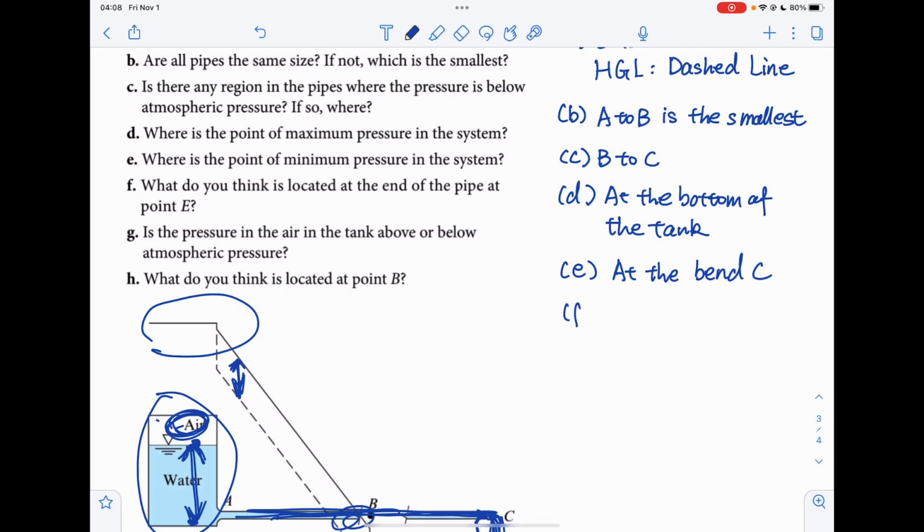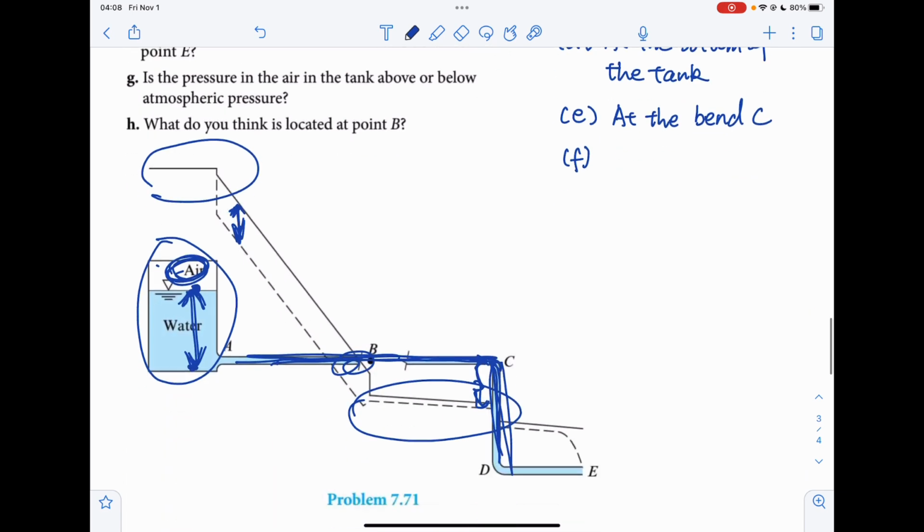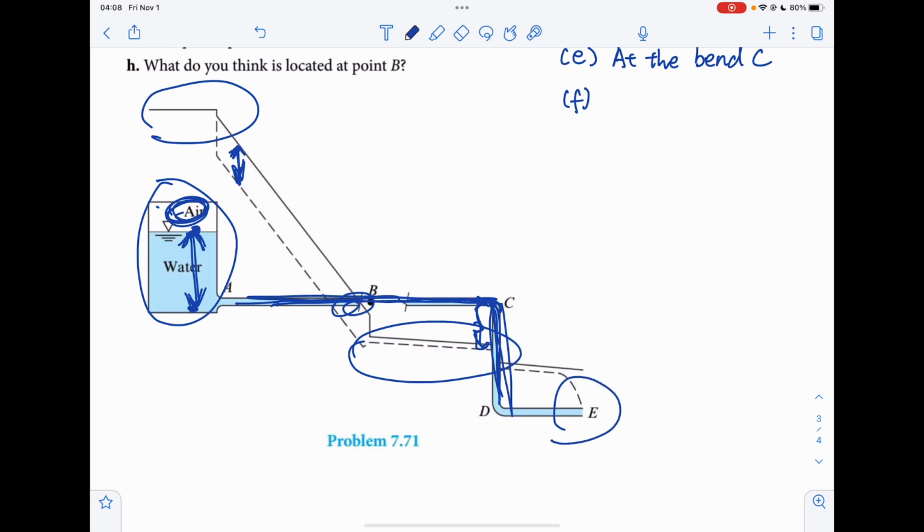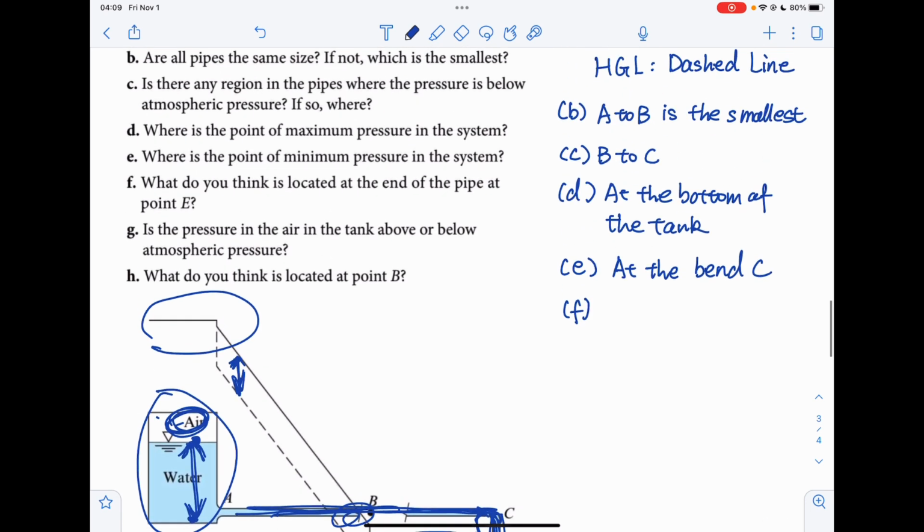So the problem F is asking what do you think is located at the end of a pipe at point E. So it's this here. So we can see the velocity head actually increasing from here to here. So the velocity is increasing. That means we probably have a nozzle at the end of the pipe.